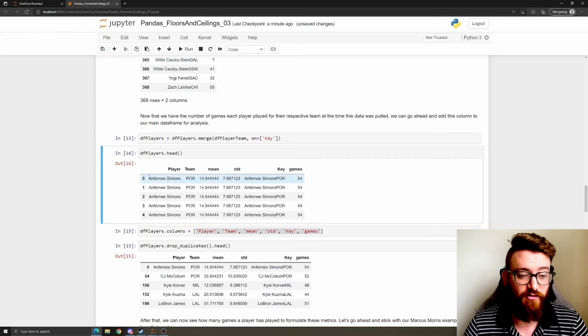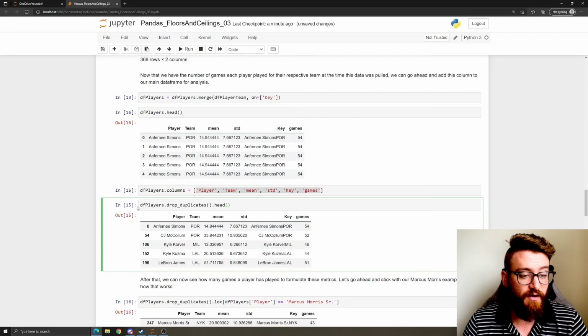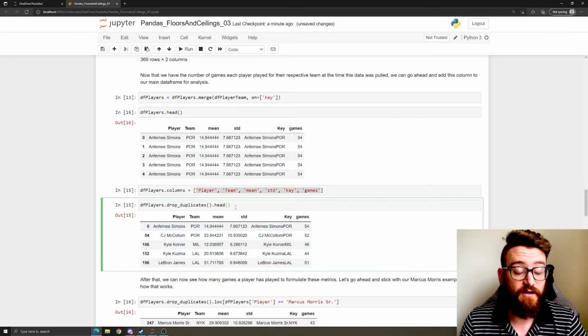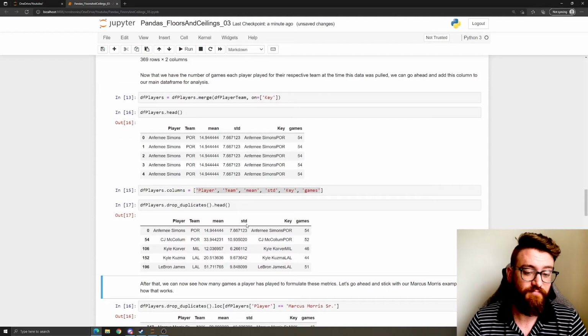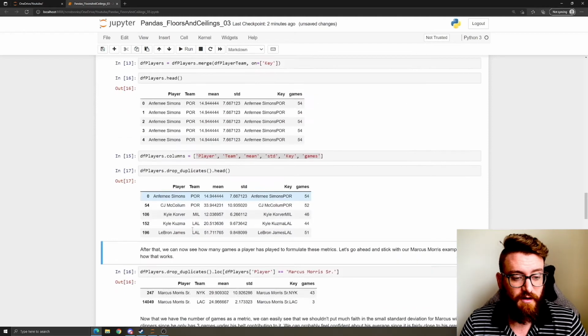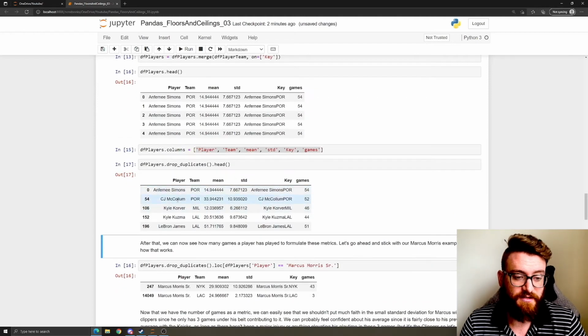Just a heads up there, you do not need a name for the index. And then we're just going to drop duplicates because we only need one per player team combination. And remember, we are going to differentiate. It needs to be the same across the board, which we know it will be because it's a static data set. So we drop our duplicates. And now we only have one Anthony Simons, then CJ McCollum, Kyle Korver, Kyle Kuzma, LeBron James.